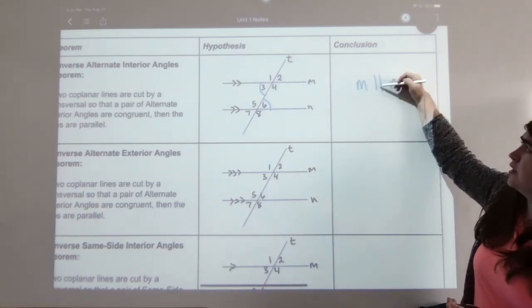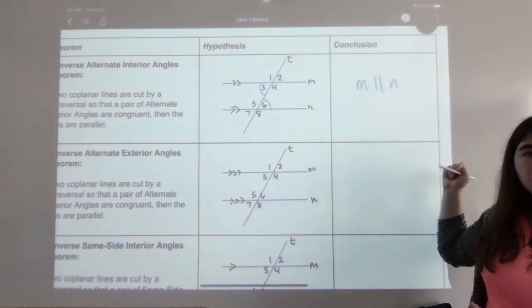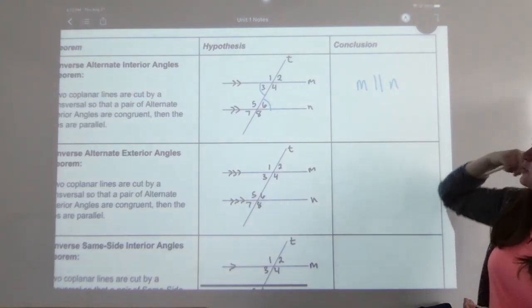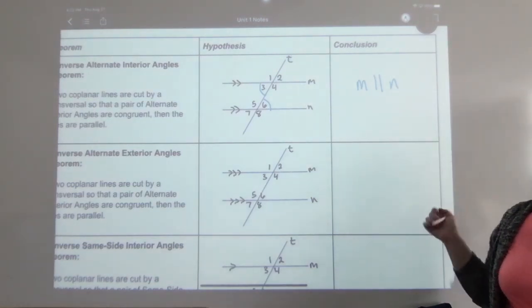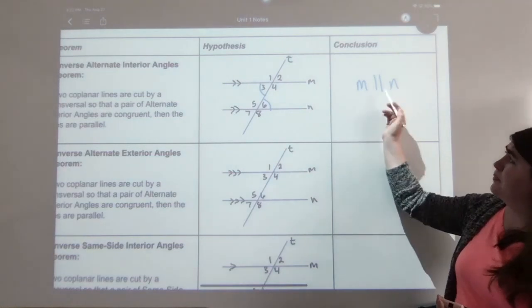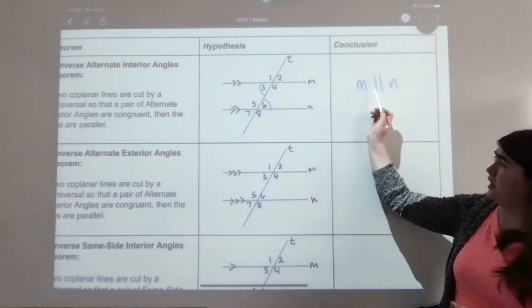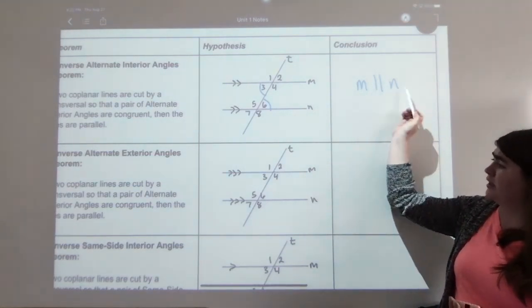So these 2 lines kind of look like 2 lowercase L's or 2 capital I's, depending on how you would type it. But this means parallel. Line M is parallel to line N.